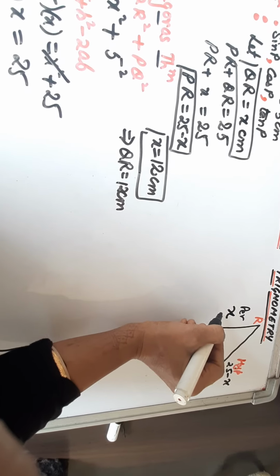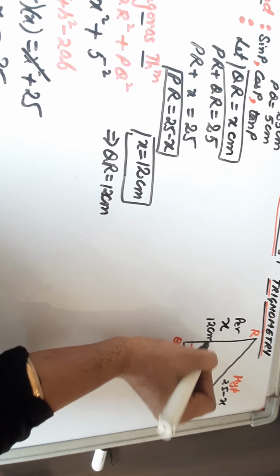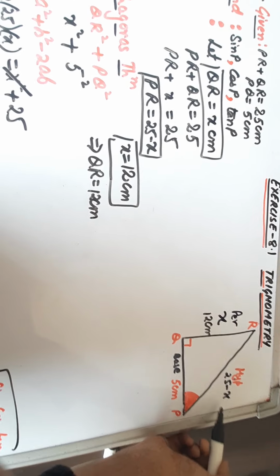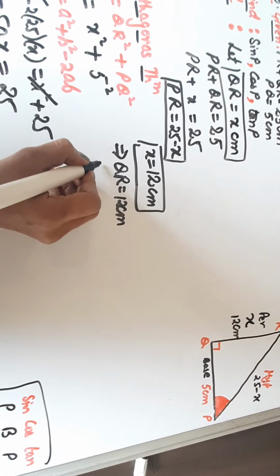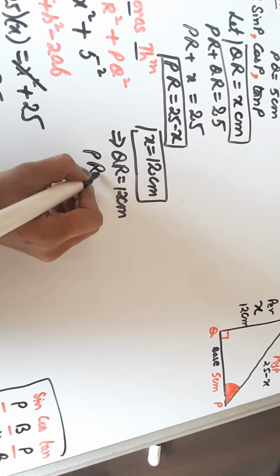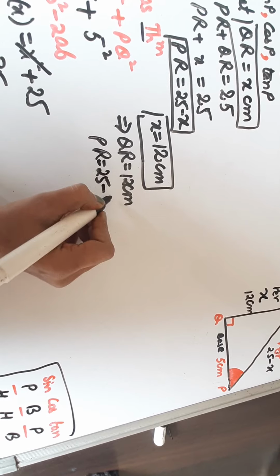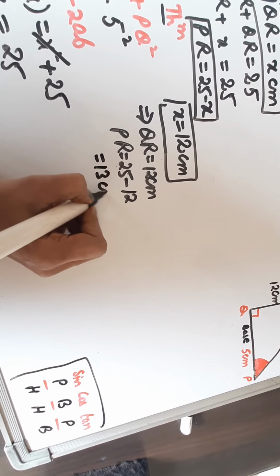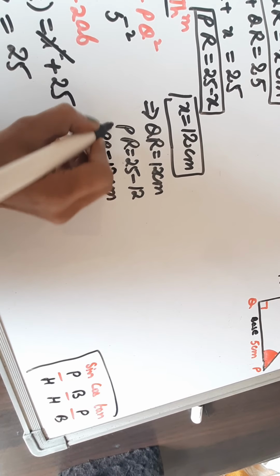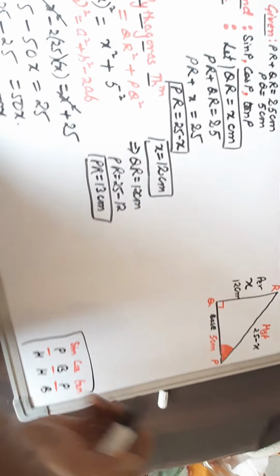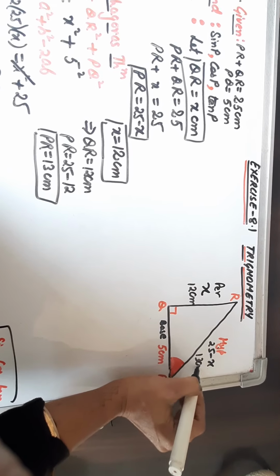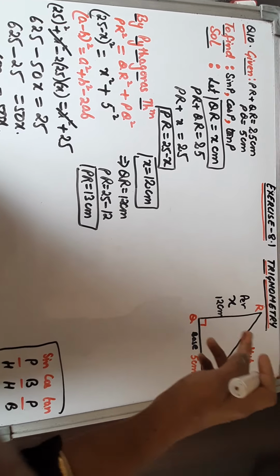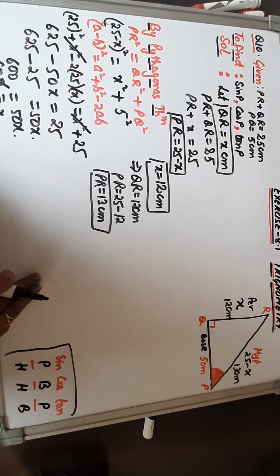So in this way you will get this side 12 centimeter. And now PR is 25 minus x from here. So by using this x we can find out the value of PR side also, that is 13 centimeter. So this will be the hypotenuse. So dear students, in this way you will be able to calculate all the three sides of this right triangle.